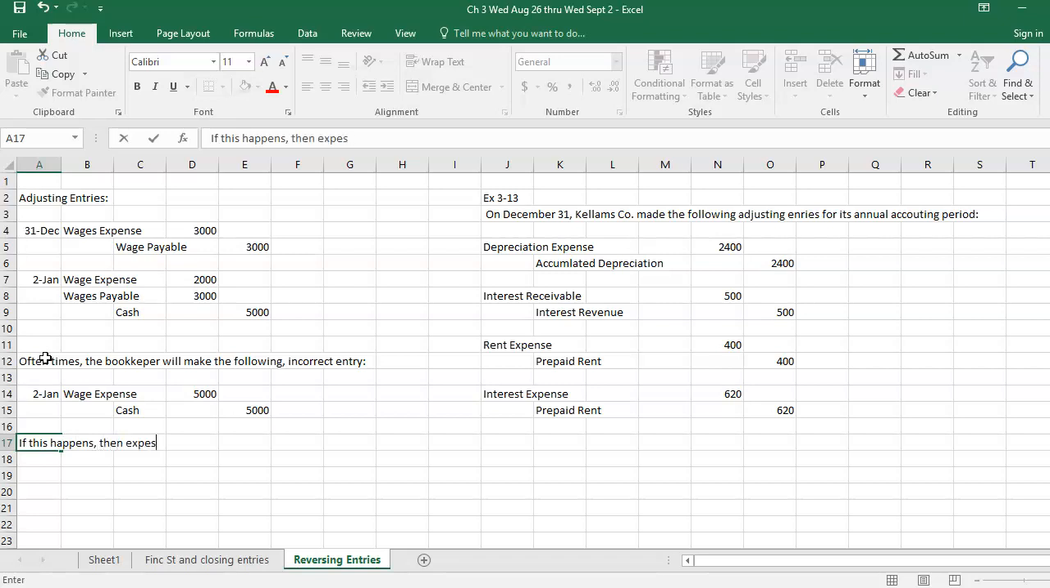Okay, now if this happens, then expenses, oh my gosh, in the new year are overstated by $3,000, and liabilities are overstated because the $3,000 wages payable is still on the books. Okay?